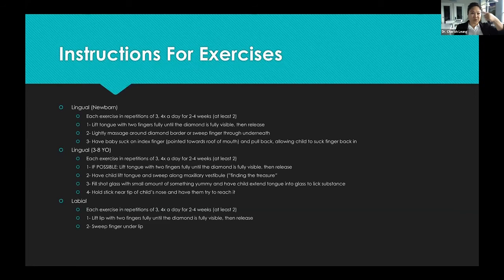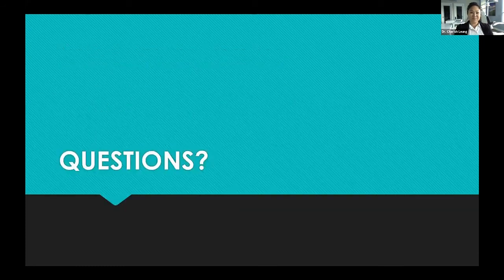And then the last one is you're going to hold a stick, or if you really can't get them to do that, a sugar-free lollipop. And then you're going to have them try and lick it all the way up to their nose. That will help do all that stretching for you. For the lip, you're going to do something very similar, lifting it to expose that diamond and then sweeping under. Super easy and more accessible. Any questions?